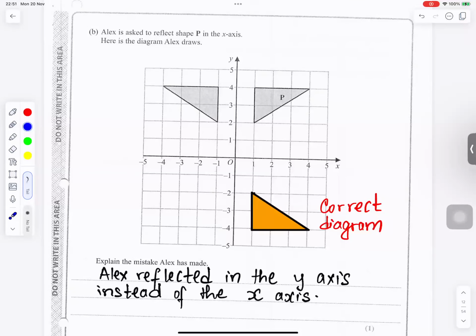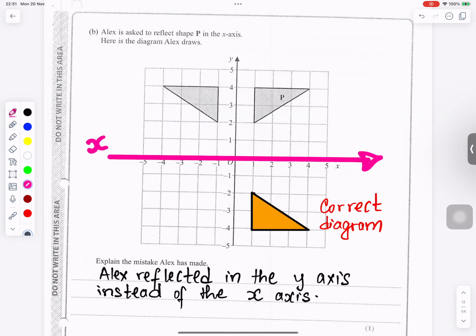Alex is asked to reflect shape P in the x-axis. Here is the diagram Alex draws. To reflect shape P in the x-axis. The x-axis is this. I'll put it there in bright pink. That is the x-axis. Explain the mistake Alex made. He has done the reflection in the y-axis. So the correct answer should be down here.